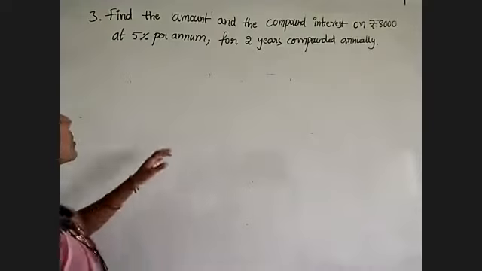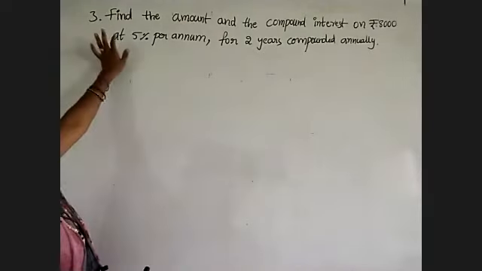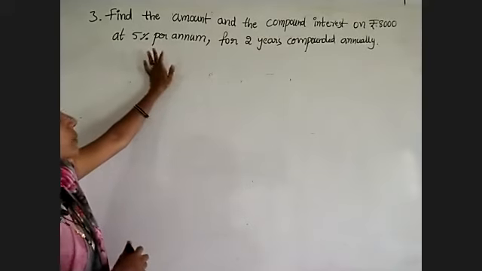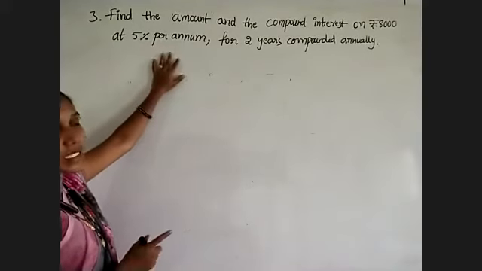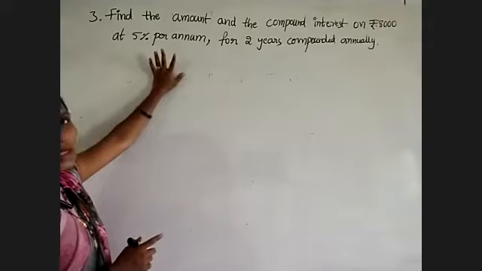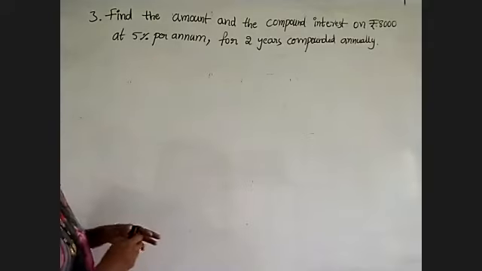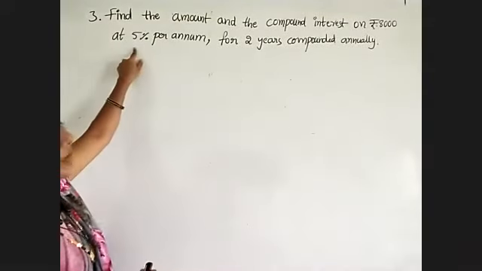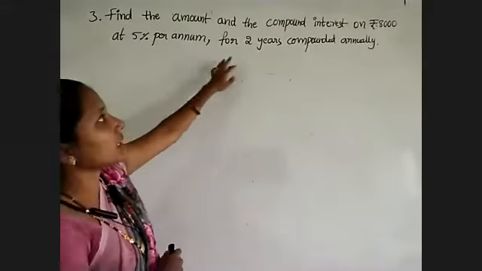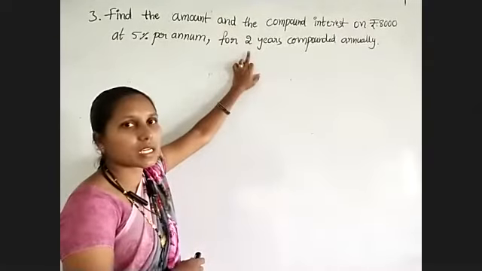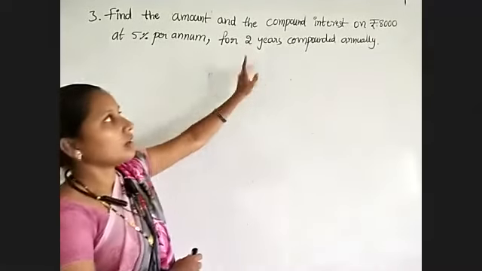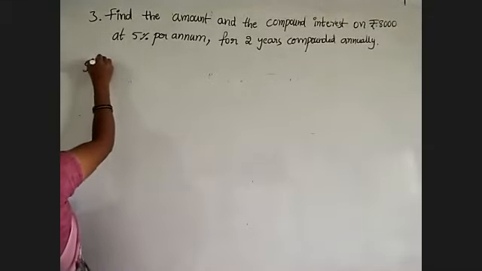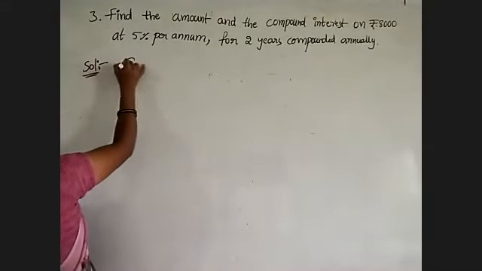Okay, observe this question. Find the amount and the compound interest on 8,000 rupees at 5% per annum for 2 years compounded annually. So it is very clear that whatever values are given, because the interest is compounded annually, the rate of interest will be 5% itself, and the number of conversion periods is also equal to 2. That's all. And what are the given values in the question? Identify first.